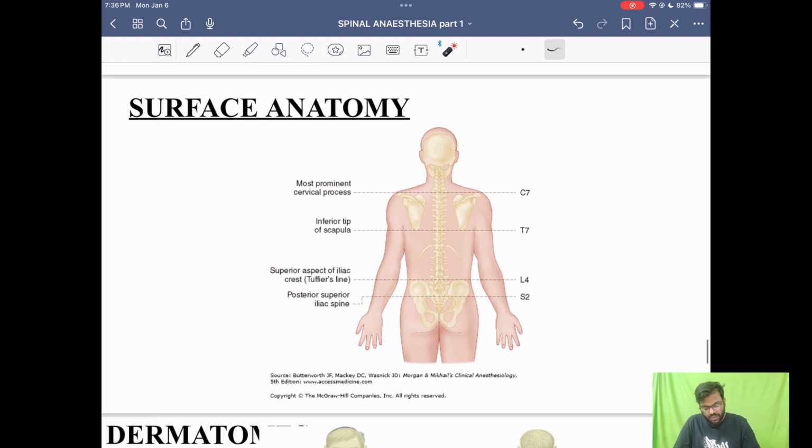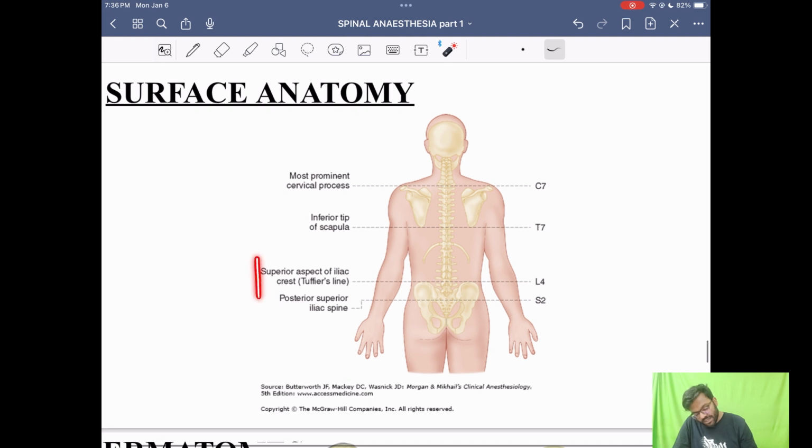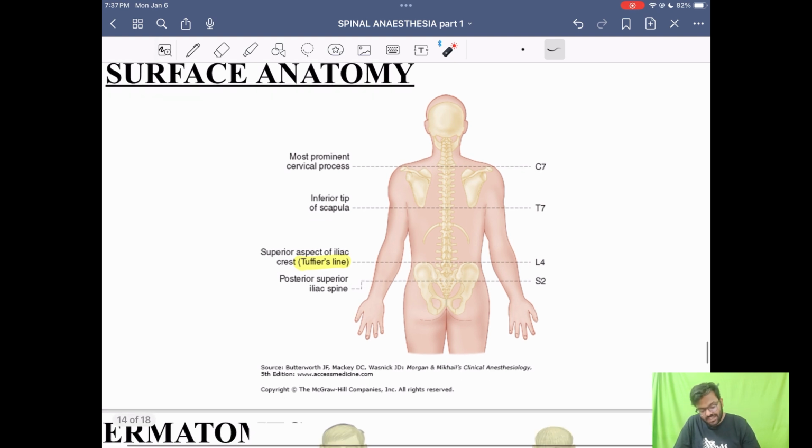So, next we see the surface anatomy. This is the most important line that we palpate. The imaginary line passing through the most superior point of the iliac crest corresponds to L4. It is given a name, it is called the Tuffier's line. Then we have this line which passes through the inferior tip of the scapula. This line corresponds to T7, and there is a line that passes through the most prominent cervical process. This corresponds to C7. So we have C7, T7, then the Tuffier's line which corresponds to L4, and finally one line which passes through both PSIS, that is posterior superior iliac spine, that corresponds to S2.